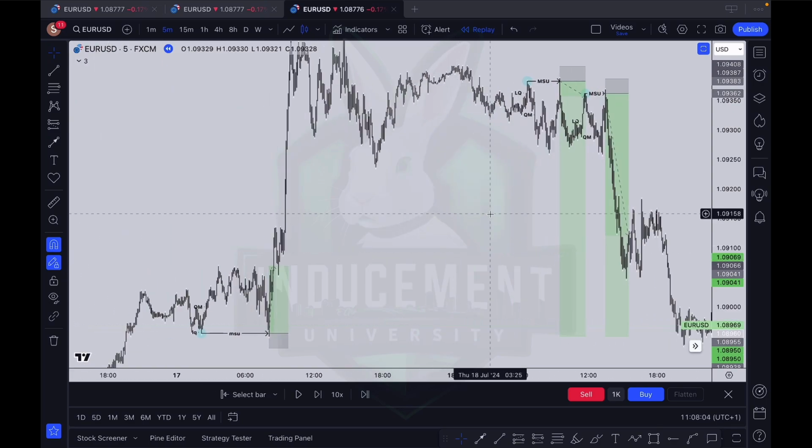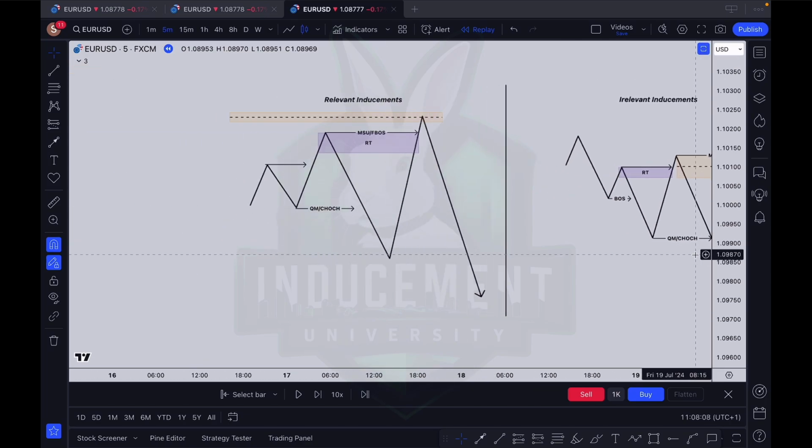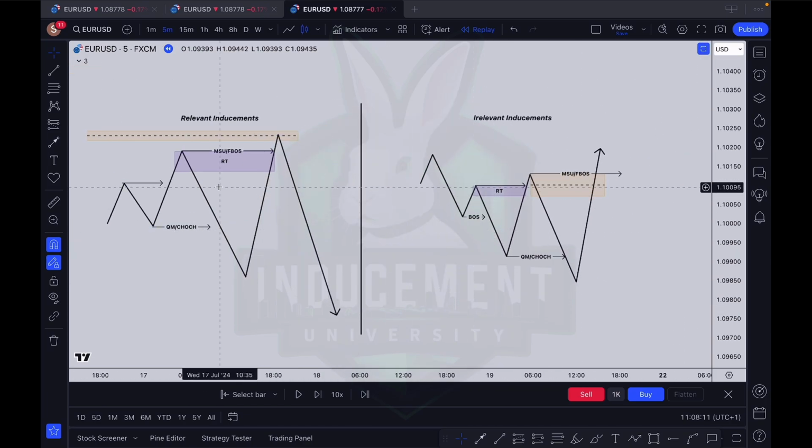So that's basically the inducements, just to go over it again so everyone is on the same page. Relevant inducements must have an MSU / FBOS. Irrelevant inducements don't have an MSU / FBOS.